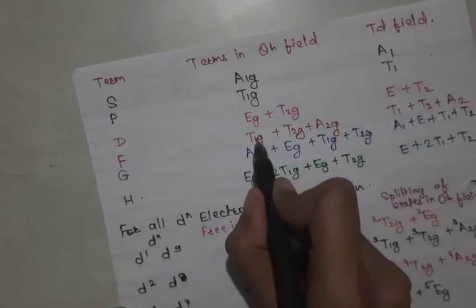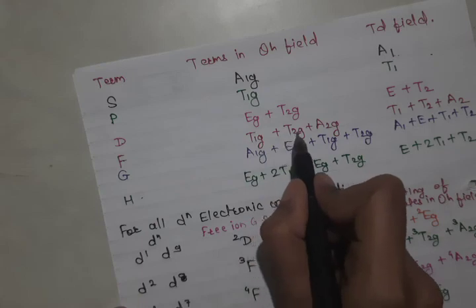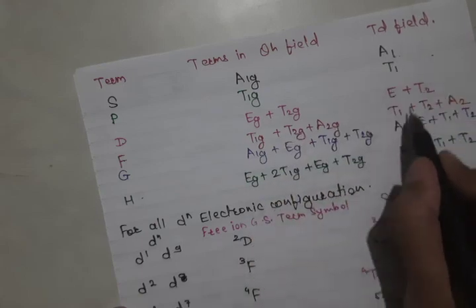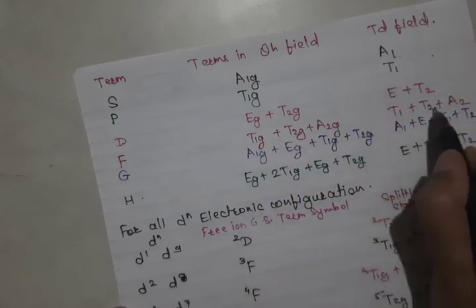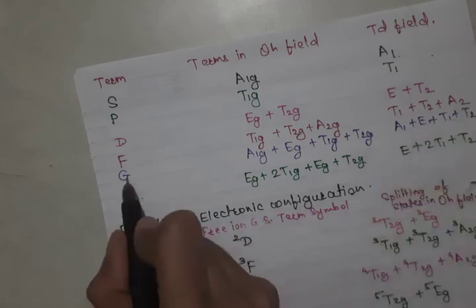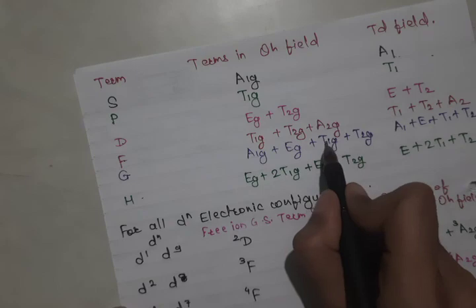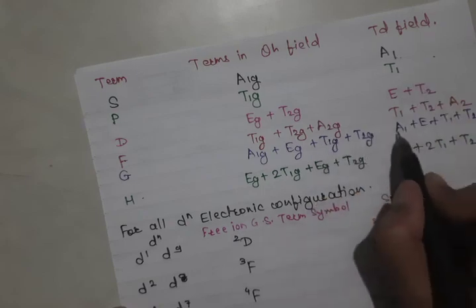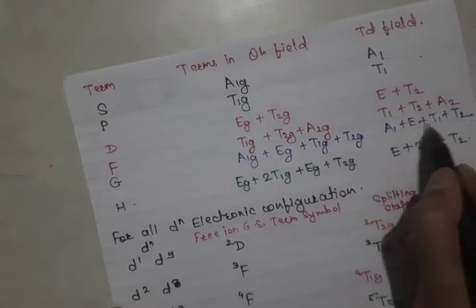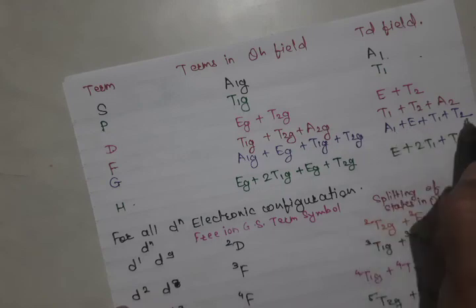F term gets split into T1G plus T2G plus A2G. In tetrahedral field, it is T1 plus T2 plus A2. G term gets split into A1G plus EG plus T1G plus T2G. In tetrahedral field, you can write it as it is except G.